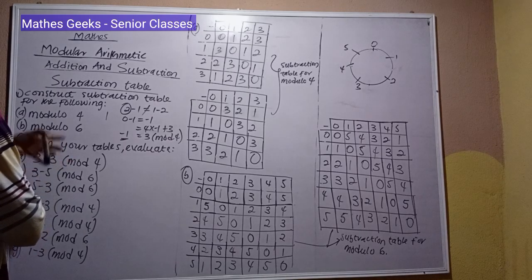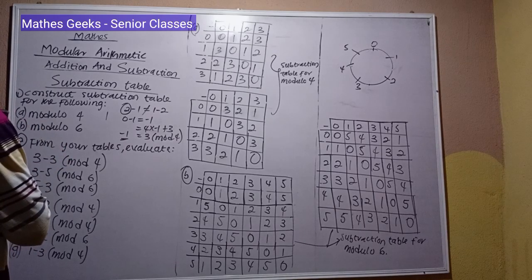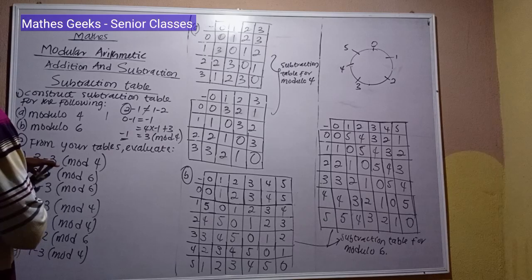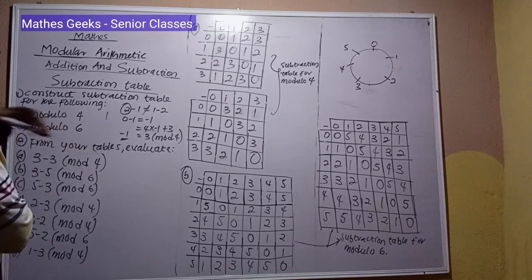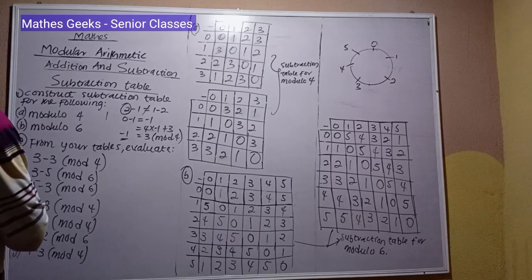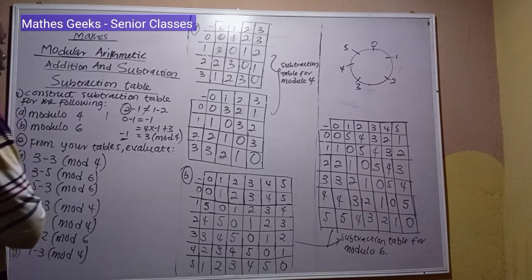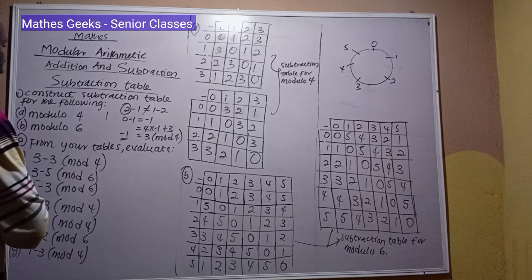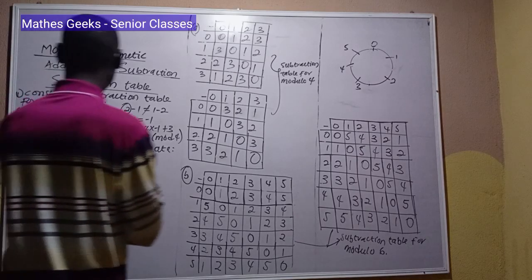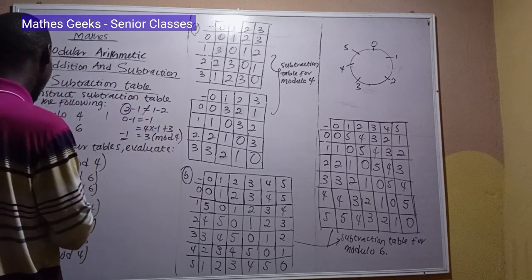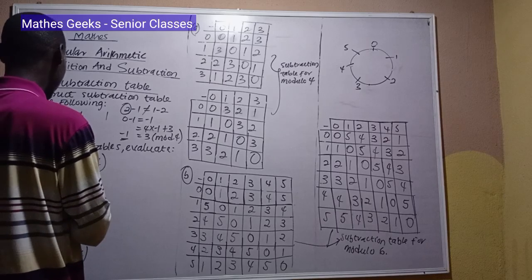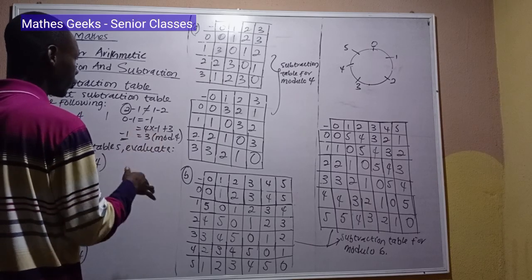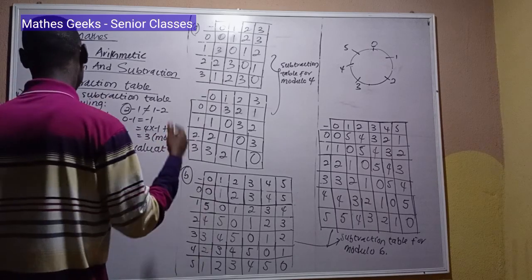Take mod 4, for example. In this case, this is the row, this is the column. If it's mod 4, which of them should you use, the row or the column? It all depends on you. All that matters is that you are consistent. If you are using the row, make sure everything you do on that table follows that manner, and you get the same result.